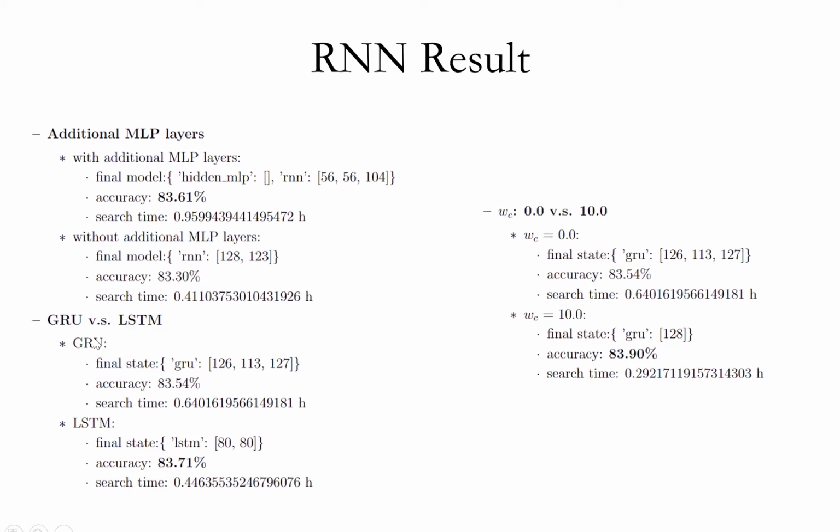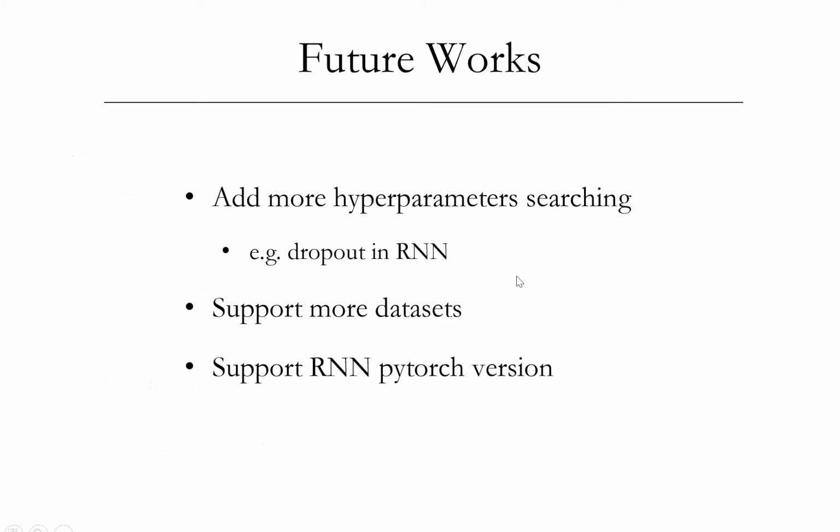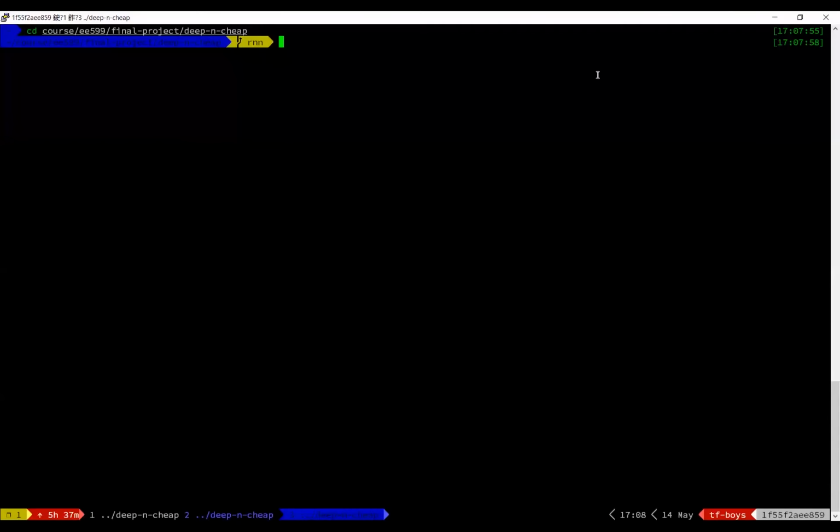We compare the GRU and the LSTM, and we check whether the complexity penalty is useful for RNN. We still have some future work. For example, we can add more hyperparameters to search, like dropout rates in RNN, and we can support more data sizes and support the RNN PyTorch version.